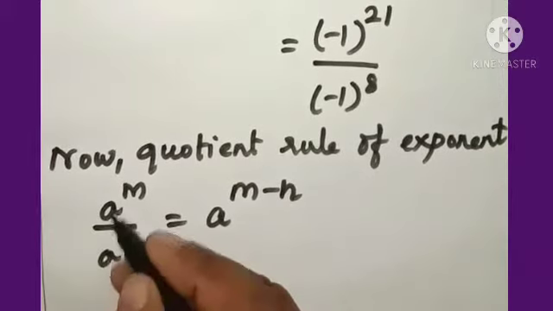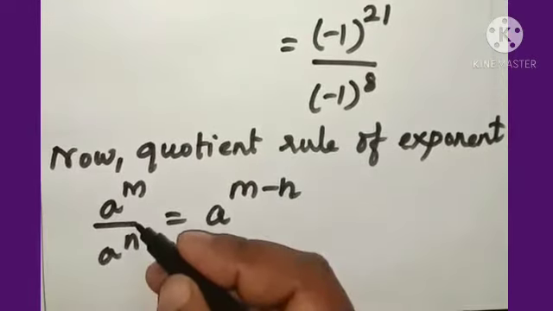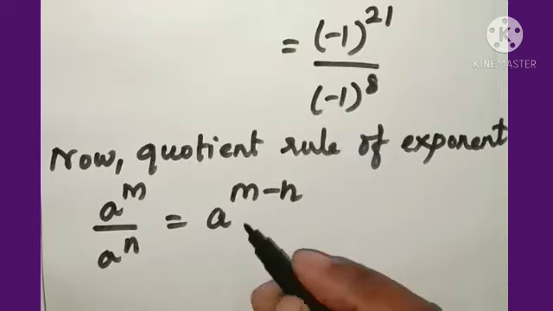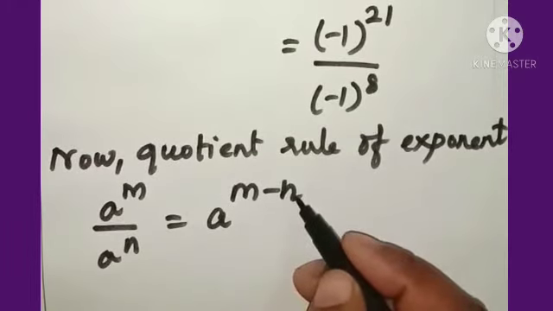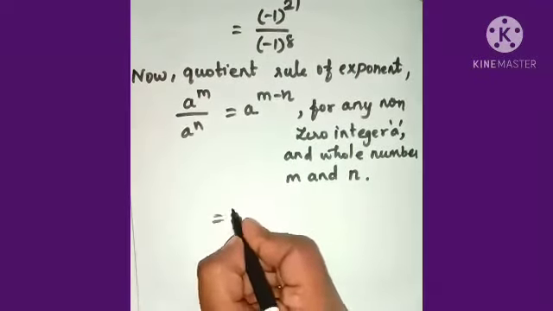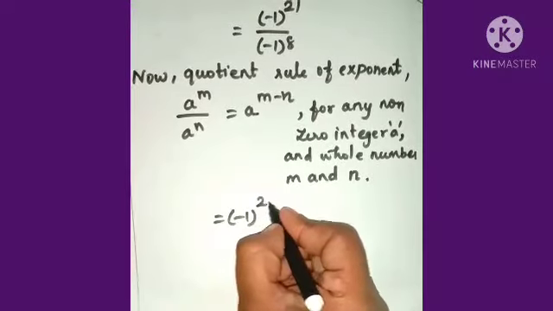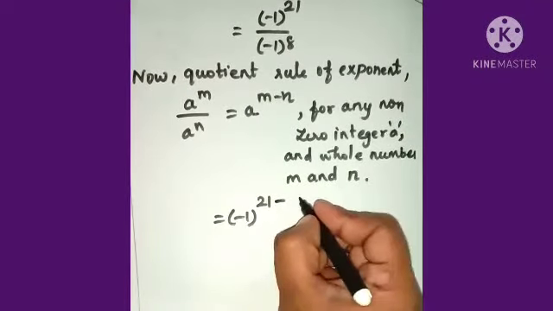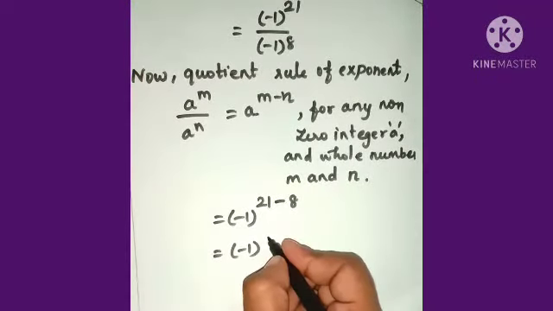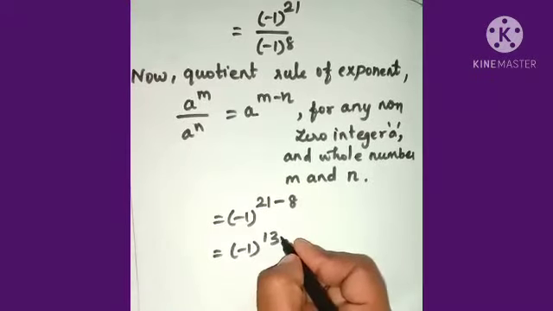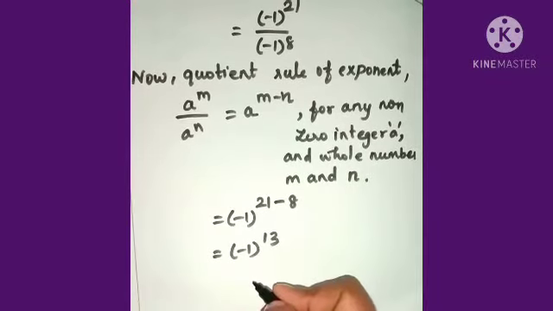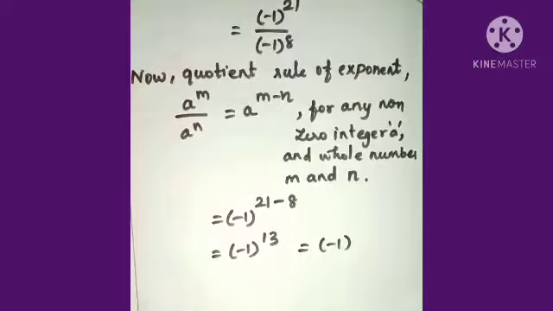Here the bases are same. When the bases are same and it is of the form, fraction form, we can take difference for the exponents. By using quotient rule of exponent, we get minus 1 to the power of the difference between 21 and 8. Thus, we get minus 1 to the power of 21 minus 8 is 13. Here, what is the value of minus 1 to the power of odd integer? Yes, it is minus 1.